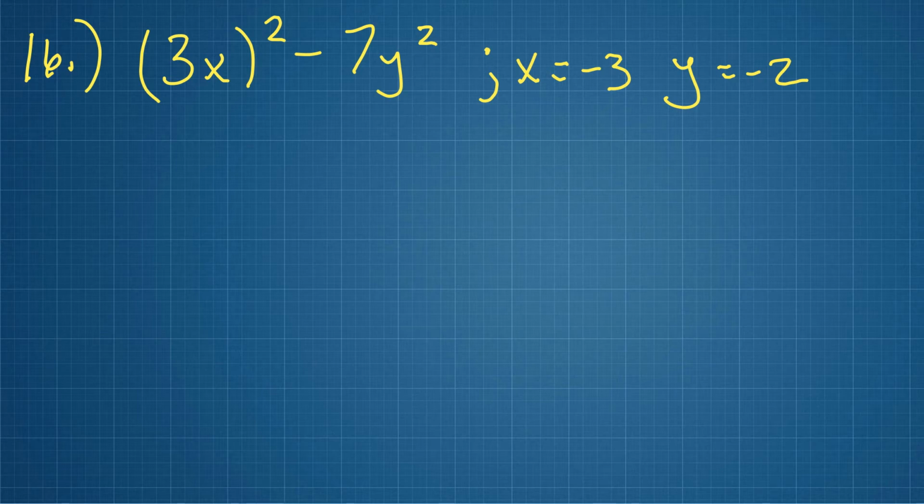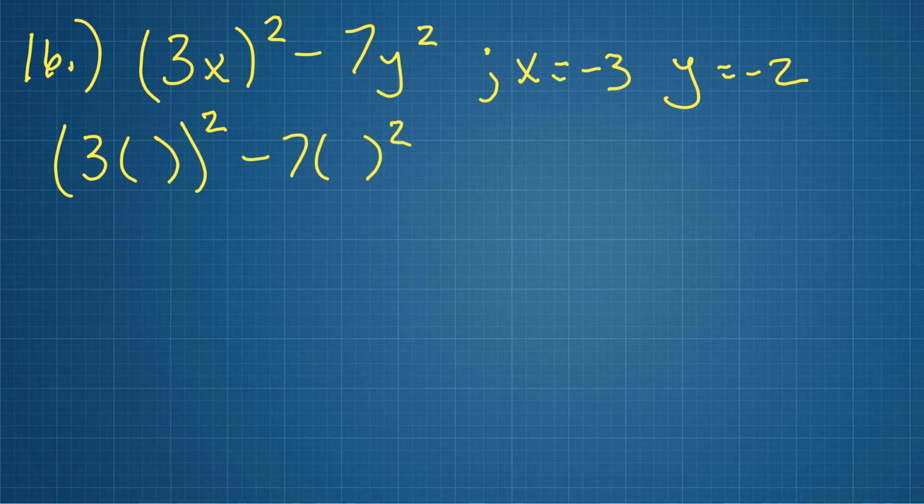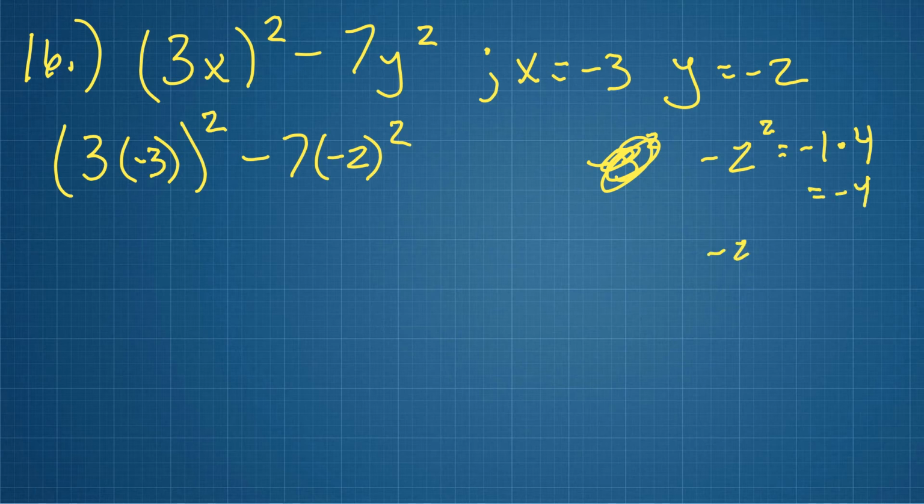So I'm going to write it exactly the same. Step 1 says 3, blank space, or empty set of parentheses, and squared minus 7, blank space, squared. Now, I put a negative 3 inside the parentheses. I put a negative 2 inside the parentheses. It's super important that these are inside parentheses, because remember, negative 2 squared without parentheses is negative 1 times 4, which is negative 4. Negative 2 squared inside the parentheses is negative 2 times negative 2, which is positive 4. So that's super important.